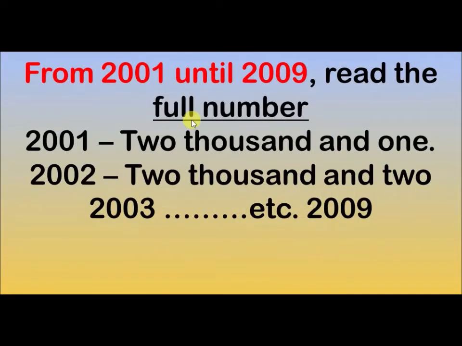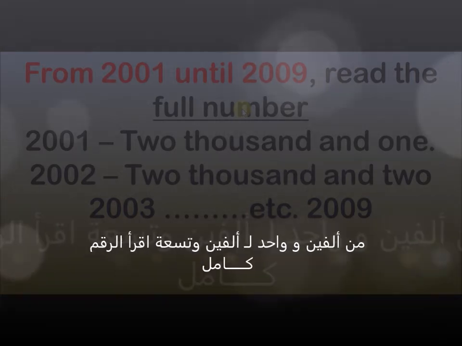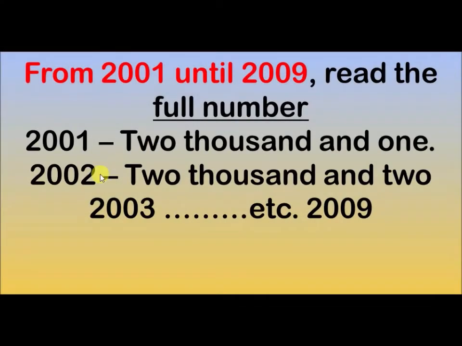Next case, we are speaking about years from 2001 until 2009. And in this case, guys, you are going to read the full number. I mean, you are going to use thousand. So here I'm going to say two thousand one. And here I'm going to say two thousand two. And the same, guys, until you reach two thousand nine.